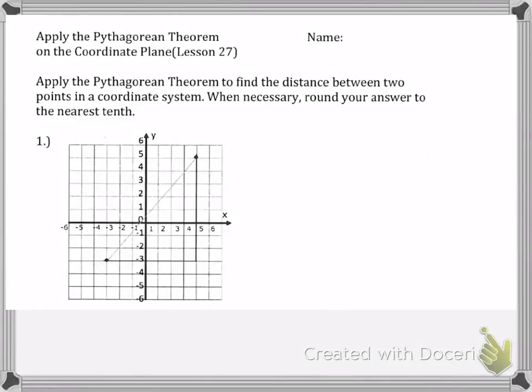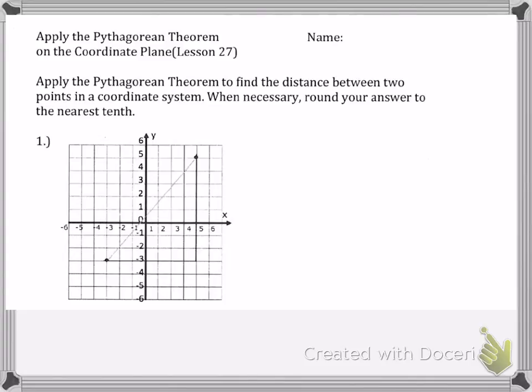Hi everybody, I need you to find your Apply the Pythagorean Theorem on the Coordinate Plane Lesson 27 Notes template. It starts with question 1, asking to apply the Pythagorean Theorem to find the distance between the 2 points in a coordinate system, and when necessary, round your answer to the nearest tenth.